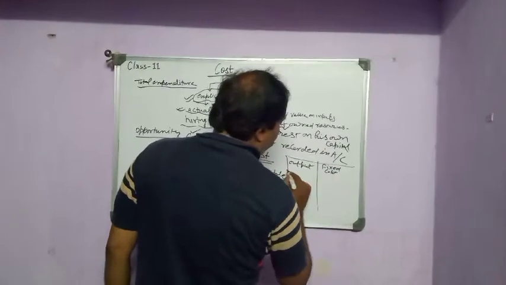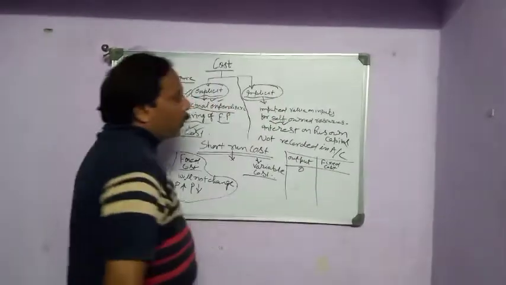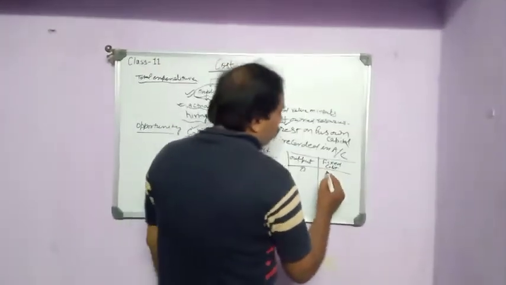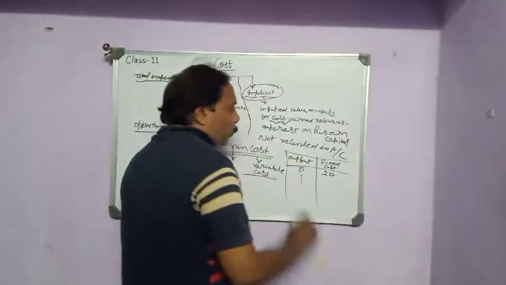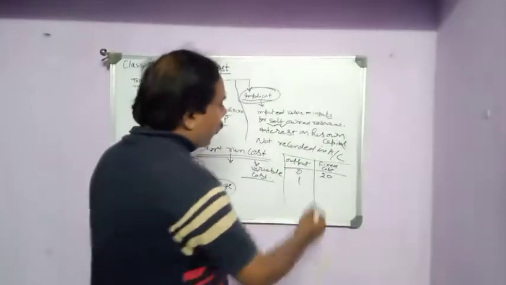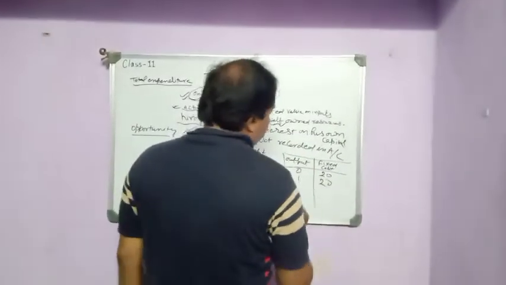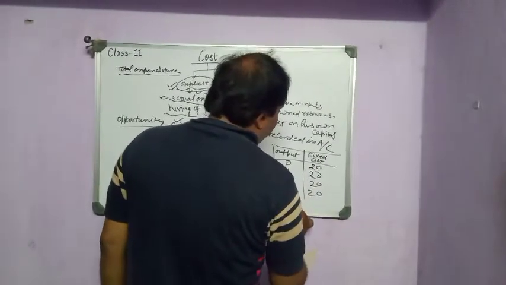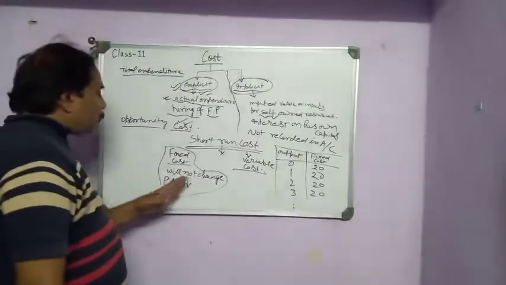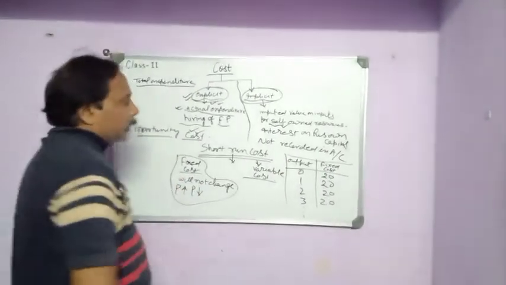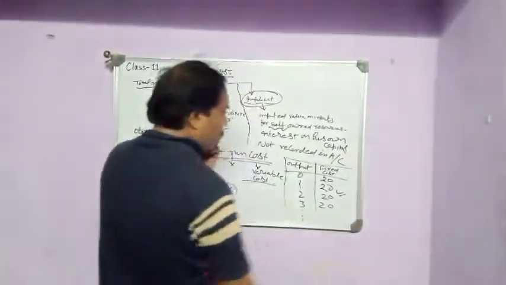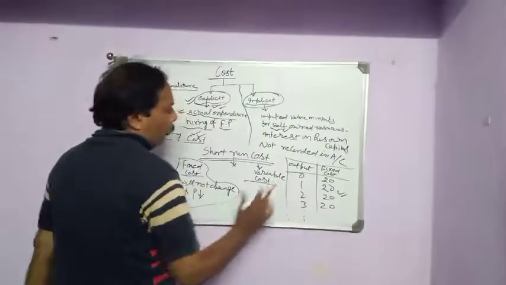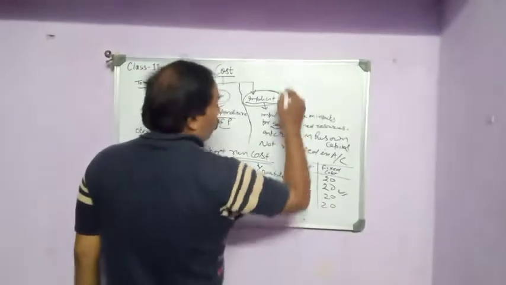So what you find, when the output is 0, fixed cost will never be 0. Suppose that is 20. And if you produce 1 unit of the goods, again the fixed cost will be 20; 2 units, 20; 3 units, 20. So as I told you, whether the production increases or decreases, it will remain constant. Okay, so now come to a graph for fixed cost.